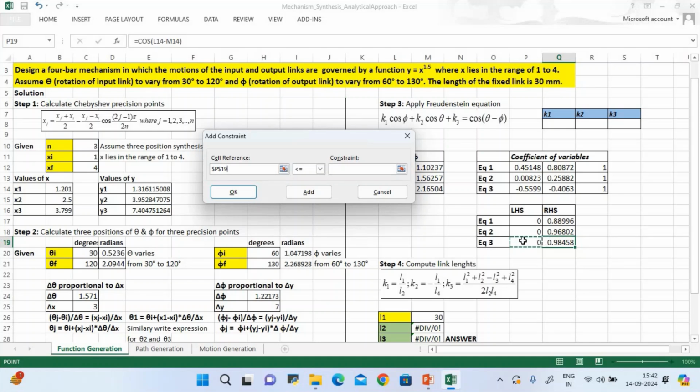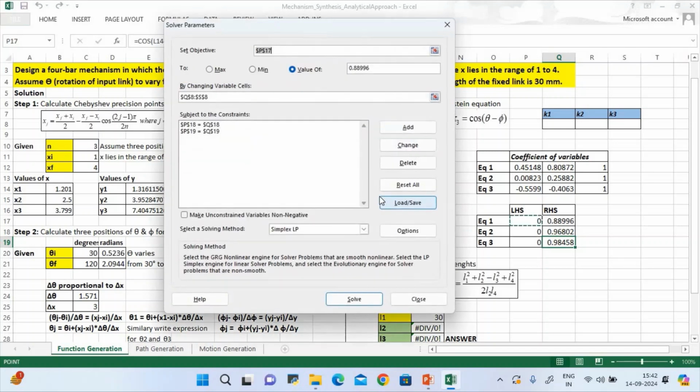After that you repeat the same thing for the cells corresponding to equation 3. So again you select this cell. Now this cell has to be equal to which one? The right hand cell, that means this one. Once this is done, you simply add it. Now after addition you simply click on cancel. Now you can see here your objective, the variable cells and the constraints, they are all clear.